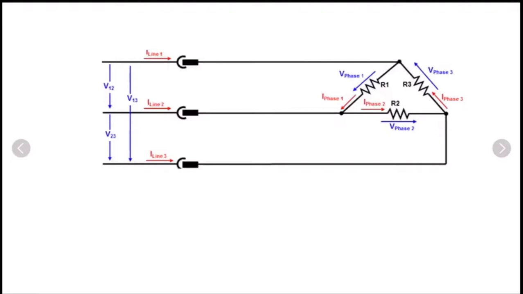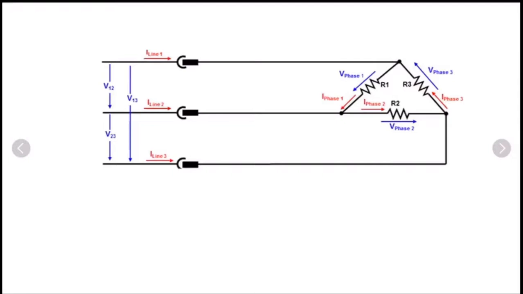Now we will understand one more important thing, that is which part of the circuit is known as line and which part is phase. Here you can see that we have a three-phase resistive load, which is connected to the three-phase supply. This part of the circuit, that is the circuit between two lines, is your phase. Then this is one more phase and this is your third phase. So the phase is the part of the circuit that is connected between two lines.